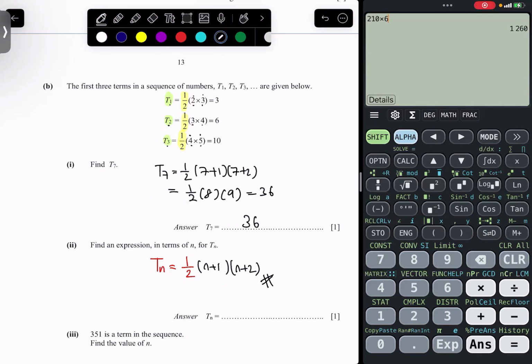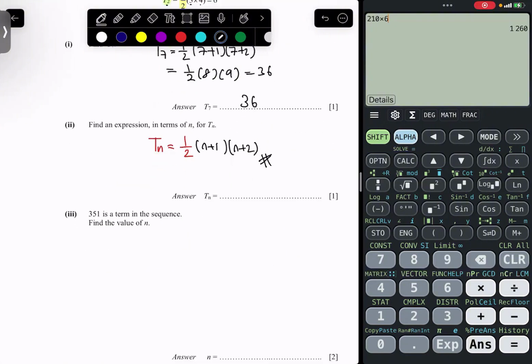Okay, 351 is a term in the sequence. Find the value of n. So that means half times (n plus 1)(n plus 2) equals 351. Bring the half over: (n plus 1) times (n plus 2) equals 351 times 2, so that's 702. Now we can solve the quadratic.